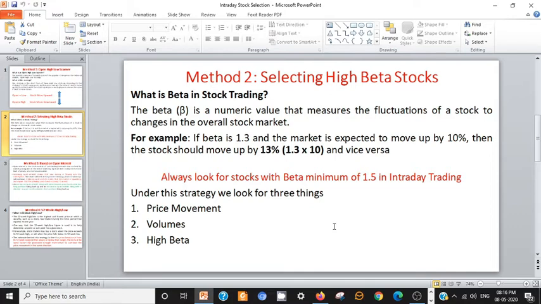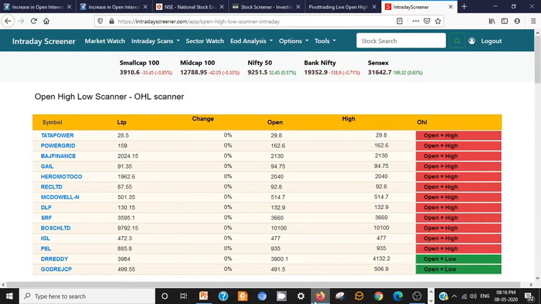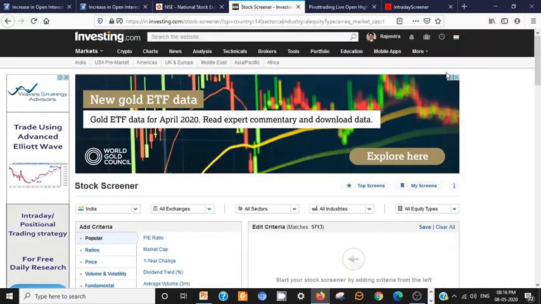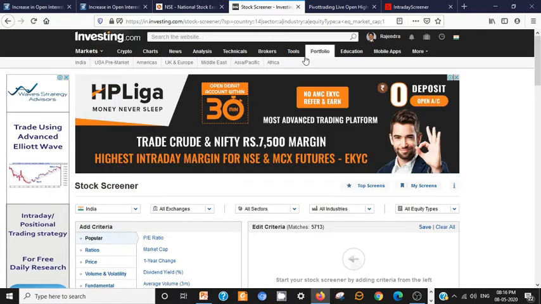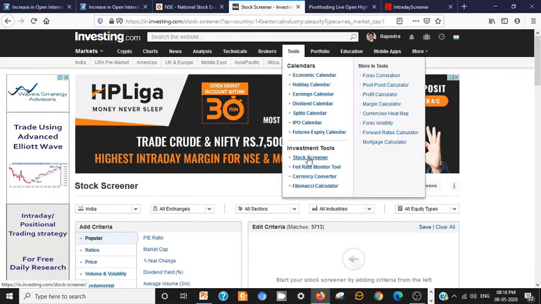In this particular strategy, we should always look for stocks with a minimum beta value of 1.5, which is considered more suitable for intraday trading. Under this strategy, we look for three things: the price movement of the stock, the volume buildup, and the high beta value. To select stocks based upon the high beta value, I'm going to take you to a website. It is investing.com.